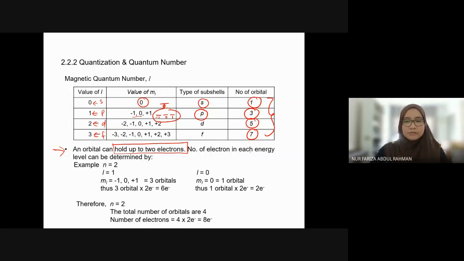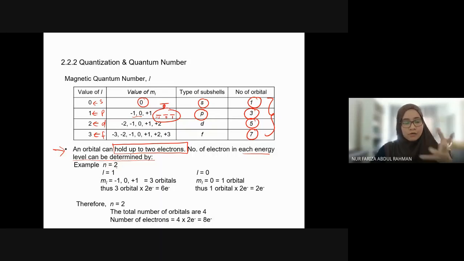So the number of electrons in each energy level can be determined by, let's say the question is asking for the number of electrons for the given n equal to 2. For n equal to 2, how many electrons can be placed?